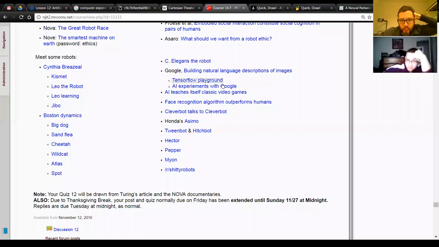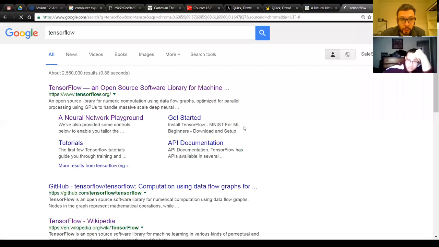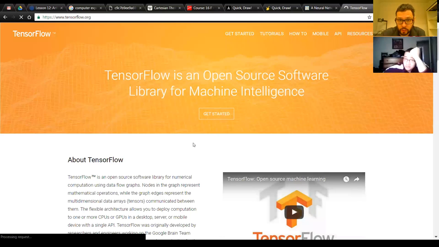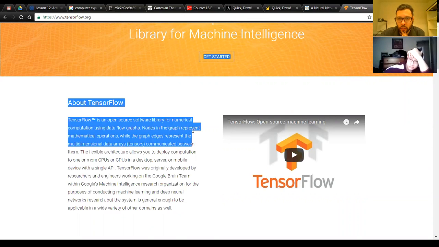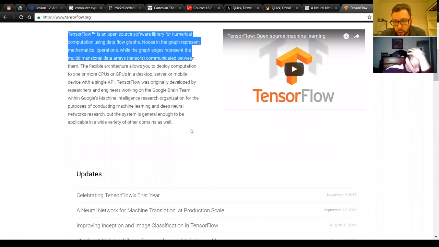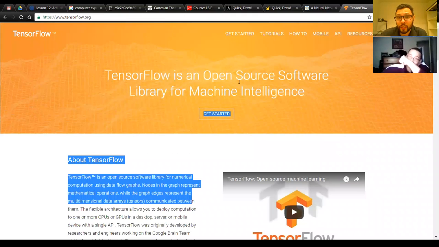So this is the TensorFlow program, TensorFlow Playground. TensorFlow is the software library for Google's deep learning applications. This is the language that they use to write all their deep learning applications. AlphaGo, the Go playing robot, was built on TensorFlow. So are almost all of Google's neural network projects. It's open source. Anyone can use the same software and build their own AI for themselves.